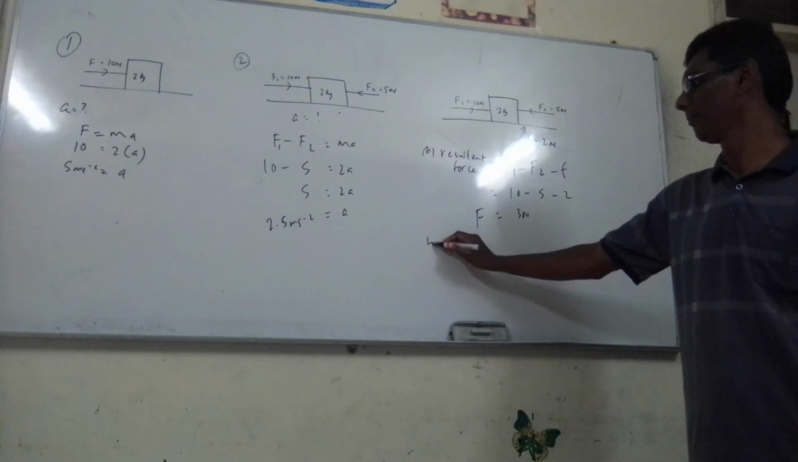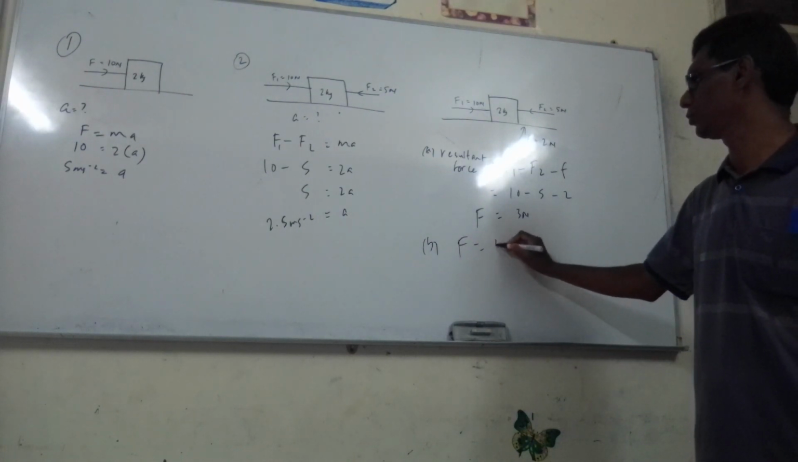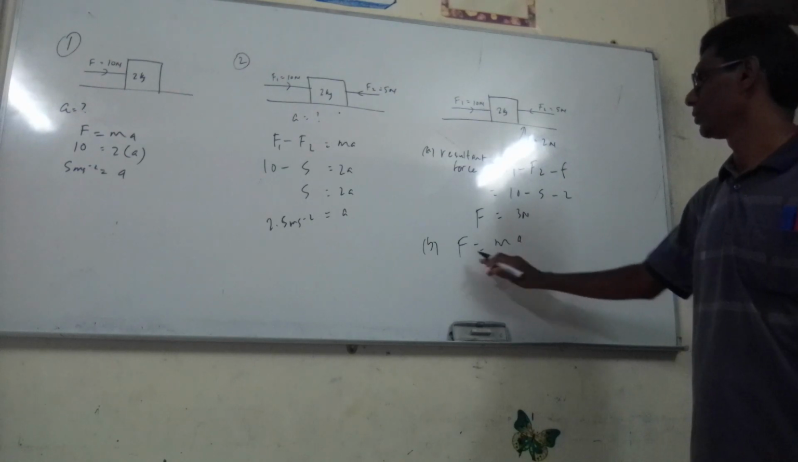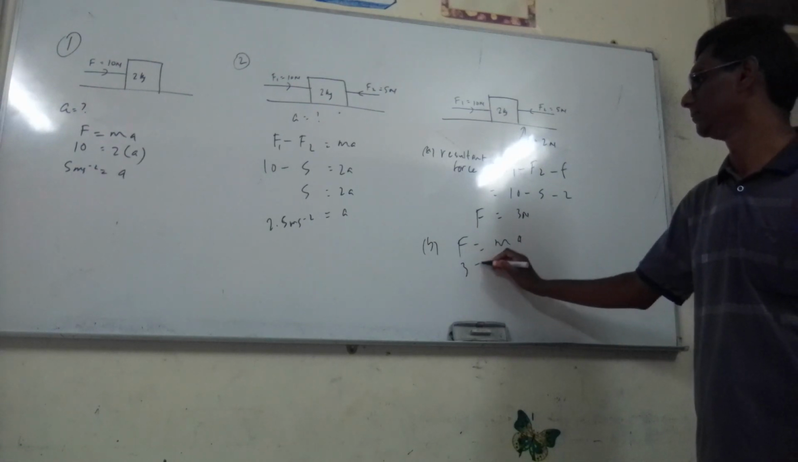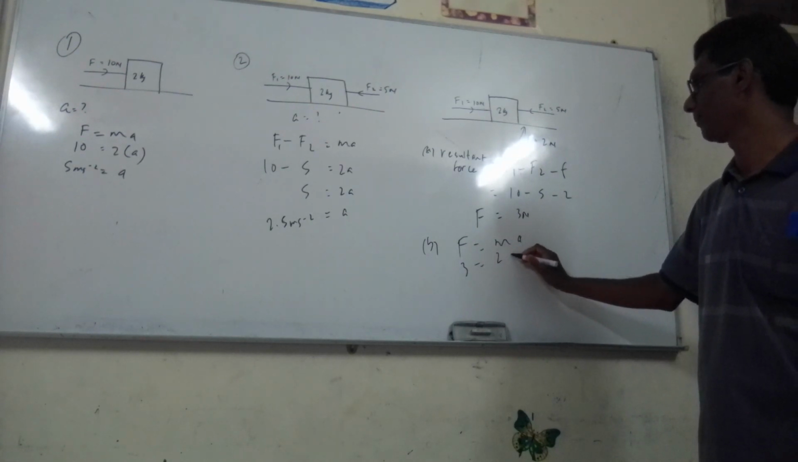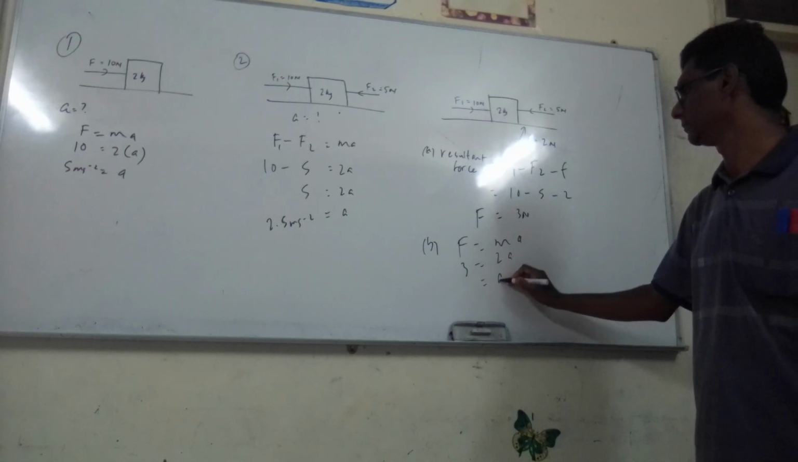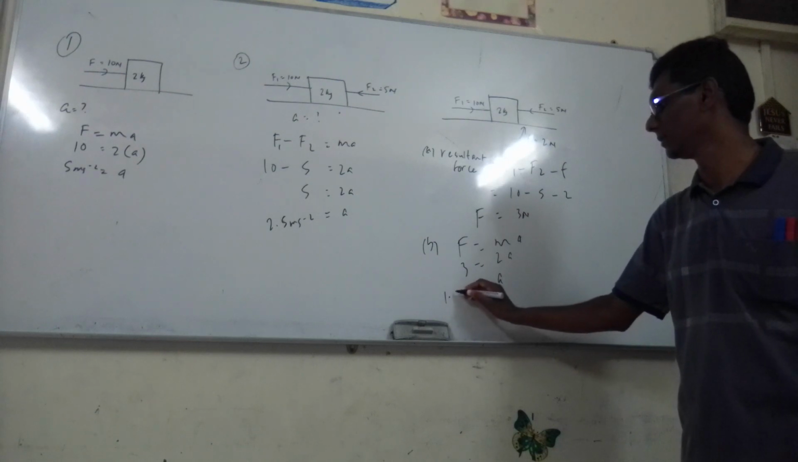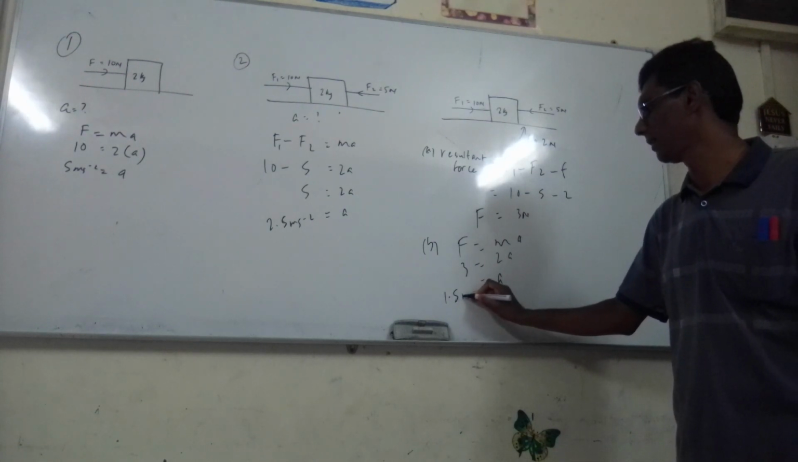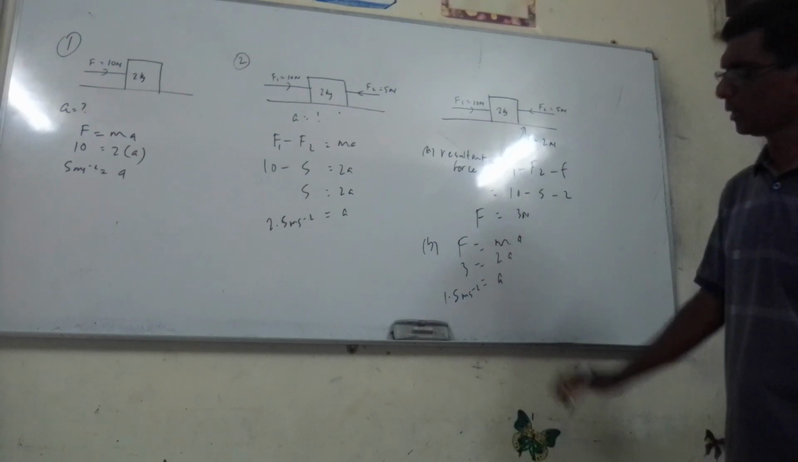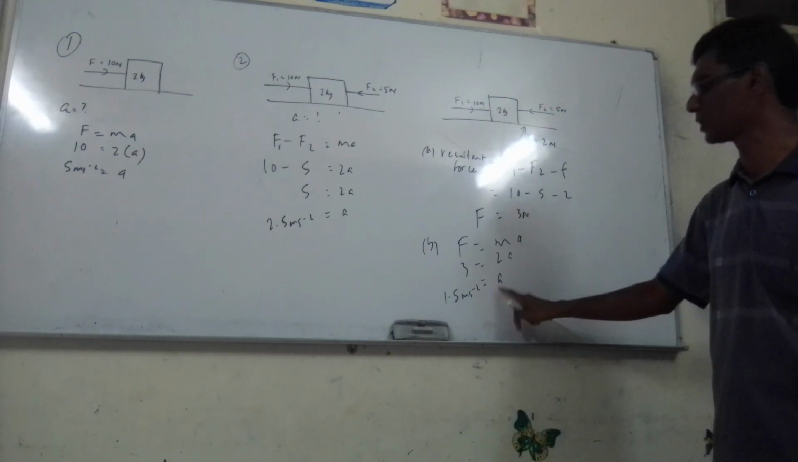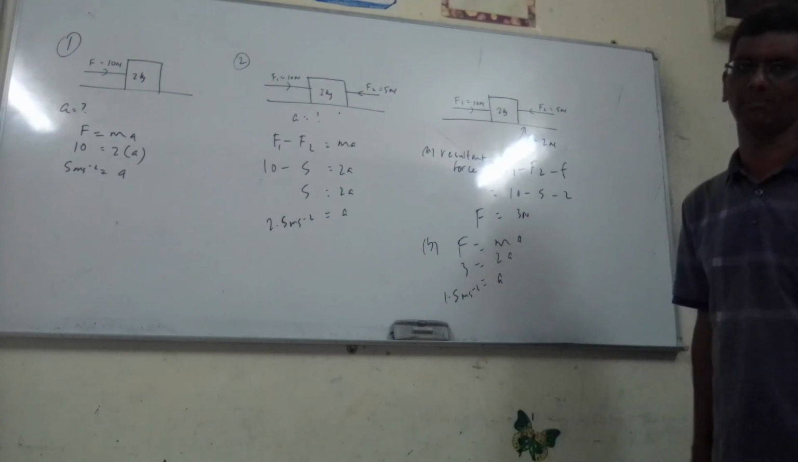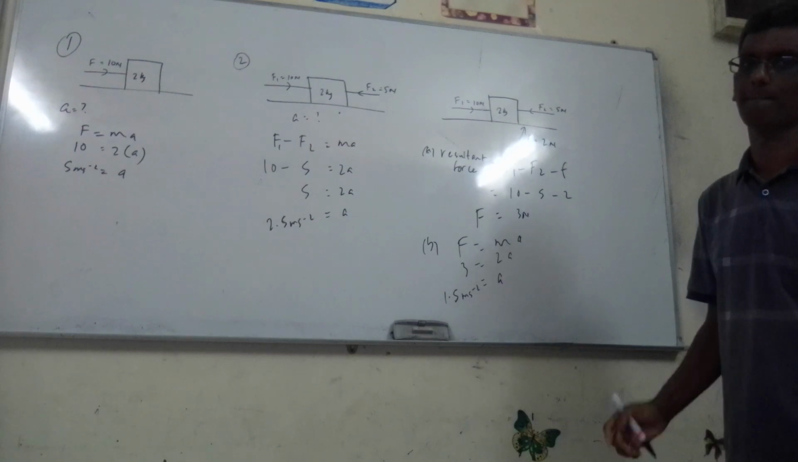So question B, F equals MA. The resultant force is 3 Newton. The mass is 2 kg. A, we don't know A. A is 3 divided by 2, which is 1.5, I think. 1.5 meter per second square. That is called acceleration.